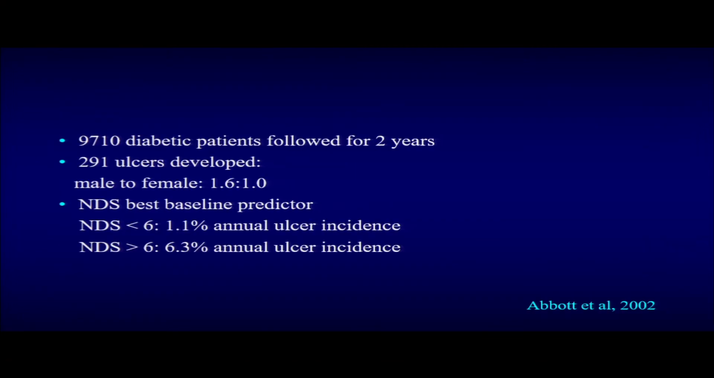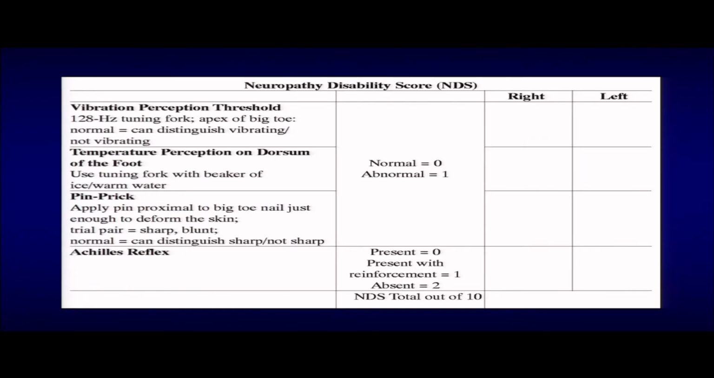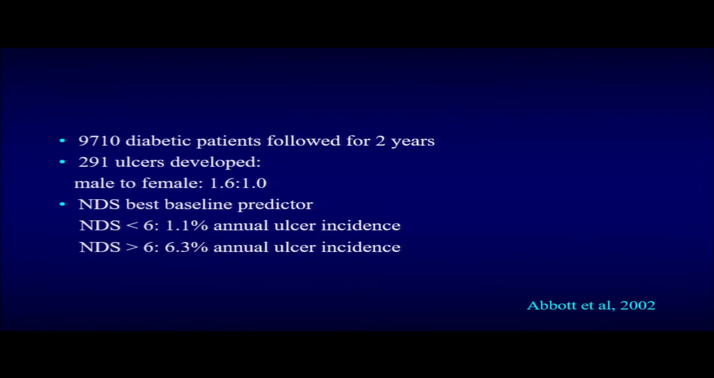Now, what Andrew Boulton and Caroline Abbott showed, in a long-term prospective study, was that if you have a score of more than 6, your annual incidence rate of getting an ulcer is 6.3, vis-a-vis somebody who's got less than 6, whose annual incidence is only 1.1. Therefore, even if your tendon jerks are normal, but you get all of these, it's 6. So if you have more than 6, you are definite that this person is going to ulcerate. So you have to be very, very careful. So this is how you detect a high-risk foot.